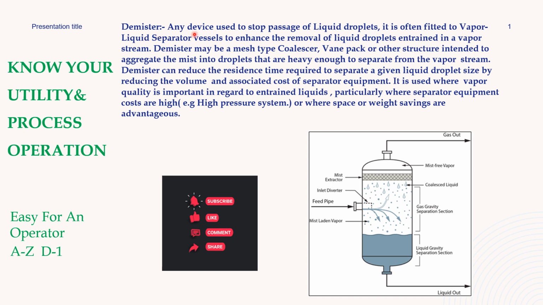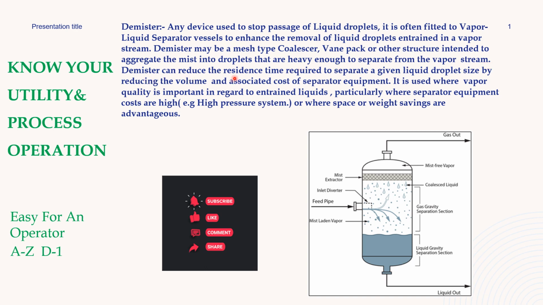A demister is any device used to stop passage of liquid droplets. It is often fitted to vapor-liquid separator vessels to enhance the removal of liquid droplets entrained in a vapor stream. A demister may be a mesh type, vane pack, or other structure intended to aggregate the mist into droplets that are heavy enough to separate from the vapor stream.